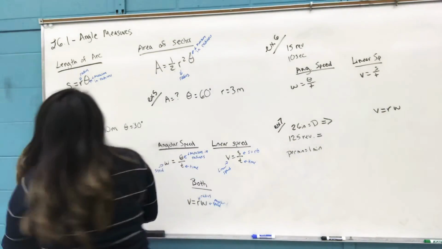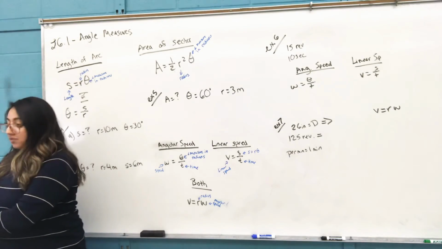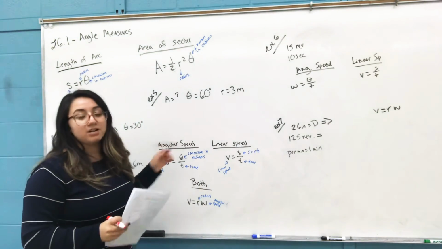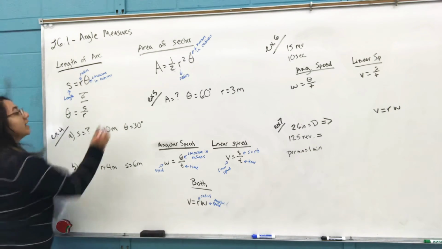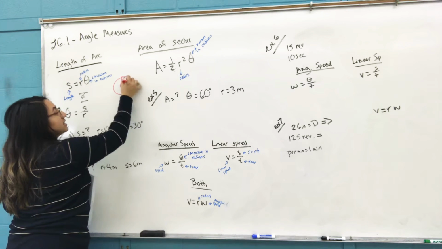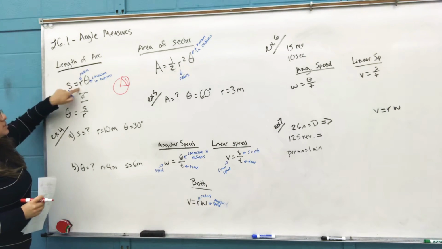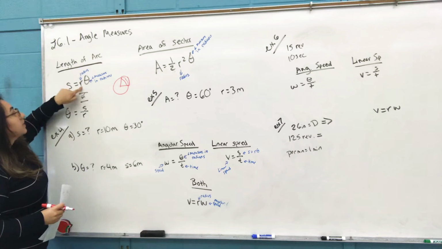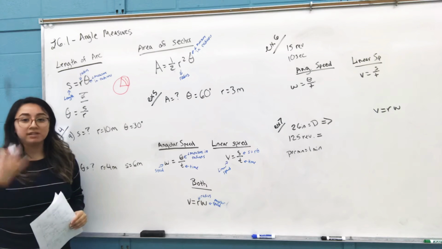Okay, so for 6.1, it's angle measurements. We have a lot of formulas here. These formulas are in your book, so you don't have to screenshot every part of this video. Here, we have the length of an arc. We have a circle, we have an angle inside. The length of an arc is that outside portion right there. So it's S is equal to R times theta. S is your length, R is your radius, theta is your measurement in radians. Everything in here has to be in radian form.